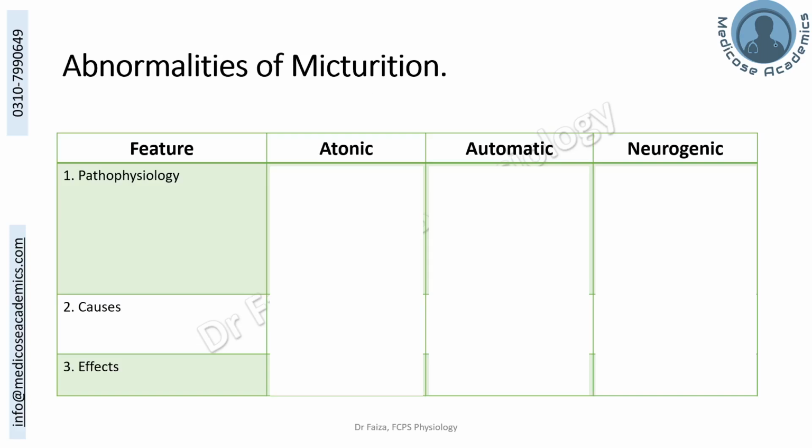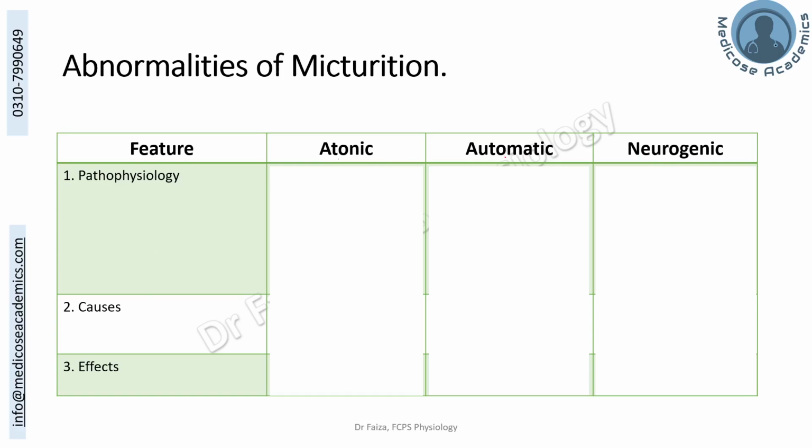Now that we have seen the normal micturition reflex, let's look into some abnormalities of micturition. The three major abnormalities are named in front of you: atonic bladder, automatic bladder, and neurogenic bladder, and we will be looking into their pathophysiology, causes, and effects one by one.